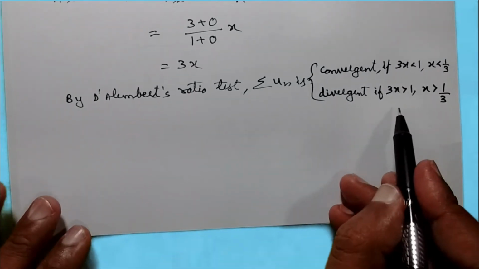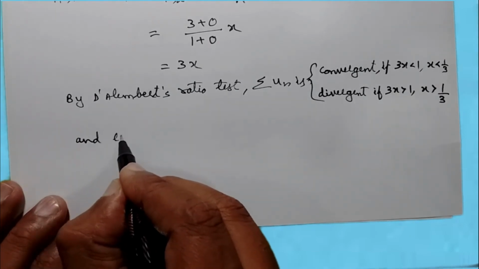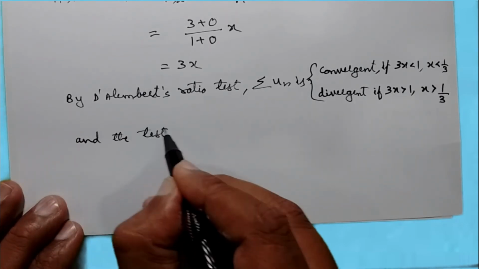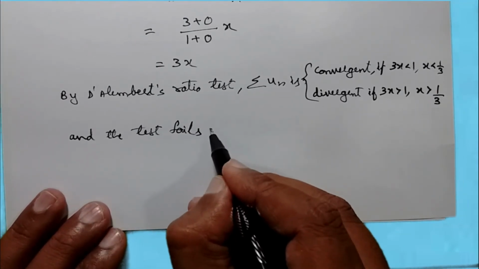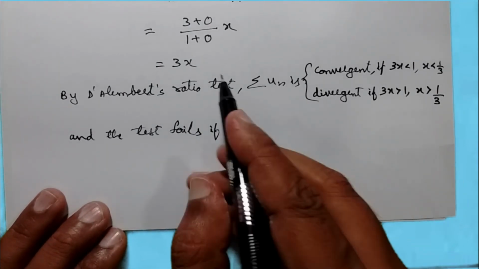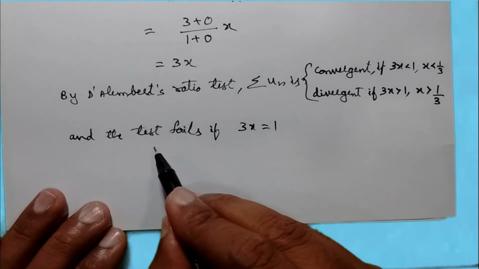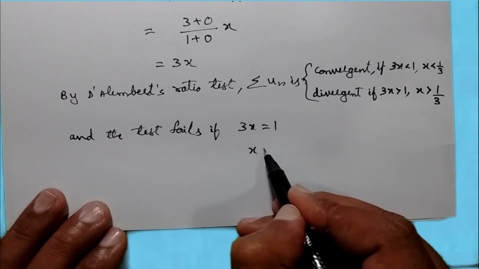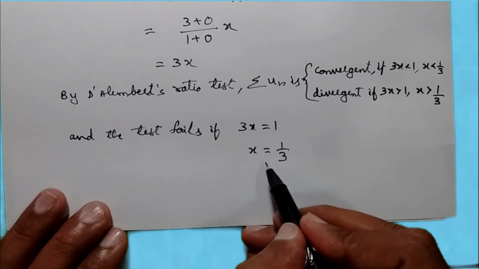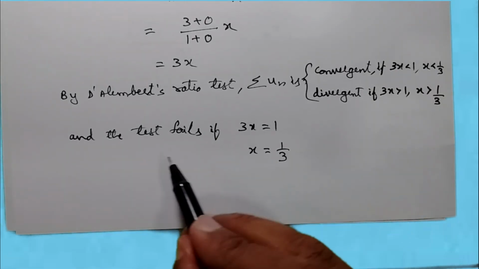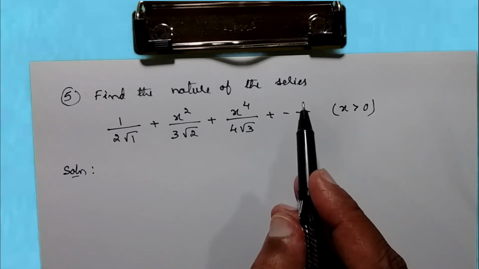And what will happen if this value equals 1 and the test fails? The third condition of D'Alembert's ratio test. The test fails. You know that L is equal to 1. So this L value is nothing but 3x. 3x is equal to 1. So in this case, the test will fail, or x will be equal to, cross multiplying this 3, we get 1 by 3. So when the value of x is 1 by 3, we say that the test will fail.